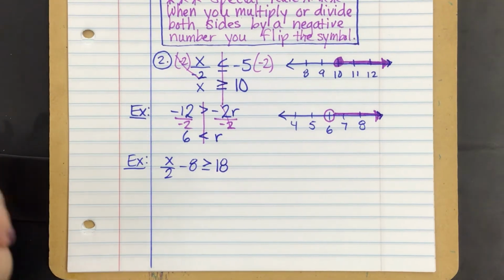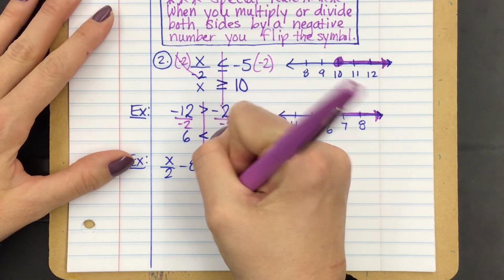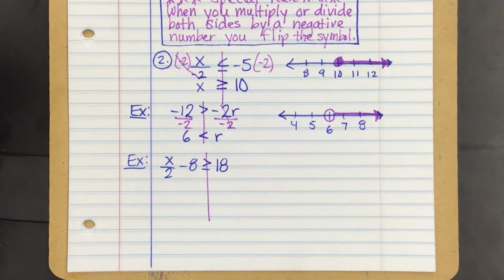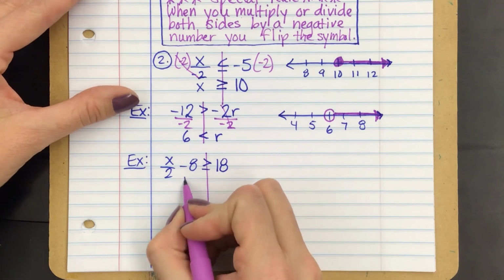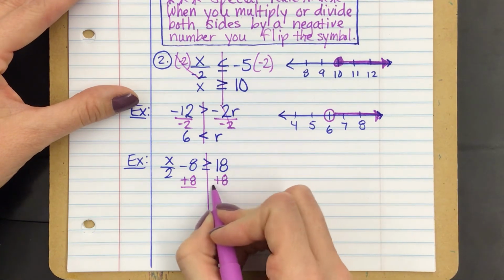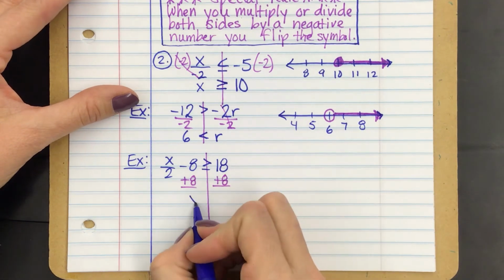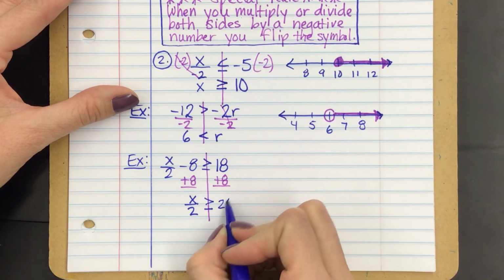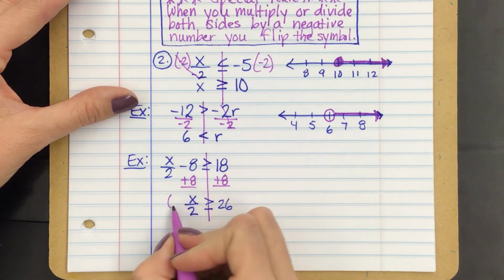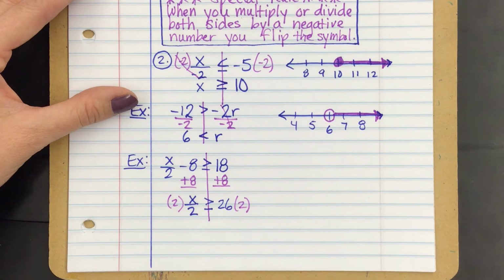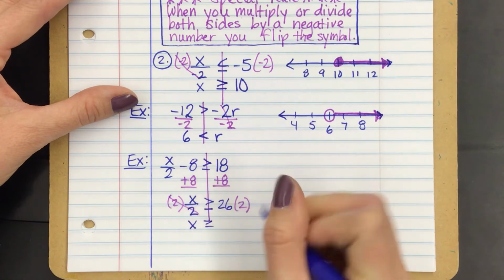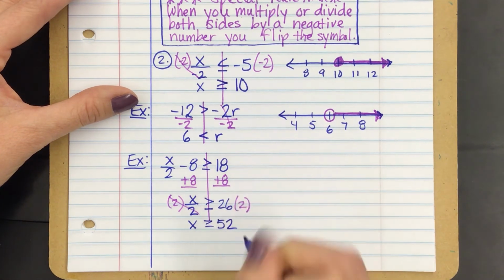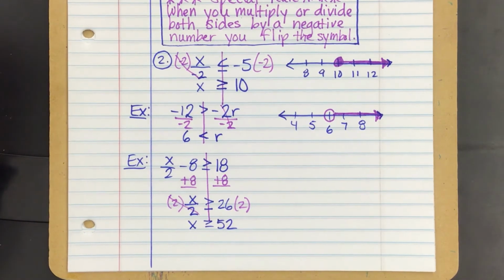Just honestly, just like solving an equation, okay? Except for that one special rule, which doesn't even come up all the time. So I do my balance line, I add or subtract what I can. All right. So this is x over 2 is greater than or equal to 26. Then I'm going to multiply both sides by 2. And I get x is greater than or equal to 52, I believe. And no sign flips on that one. You didn't multiply or divide both sides by a negative, so it just stays the way that it is.